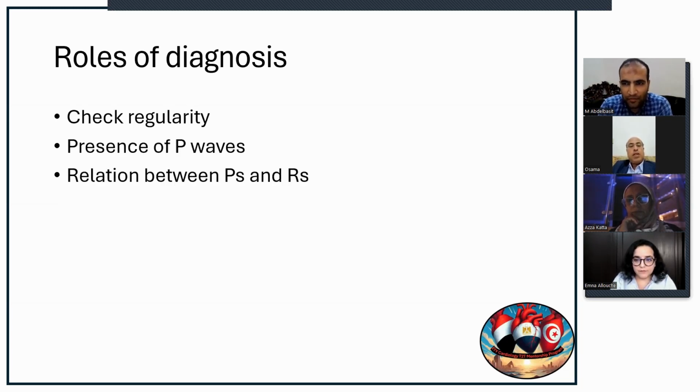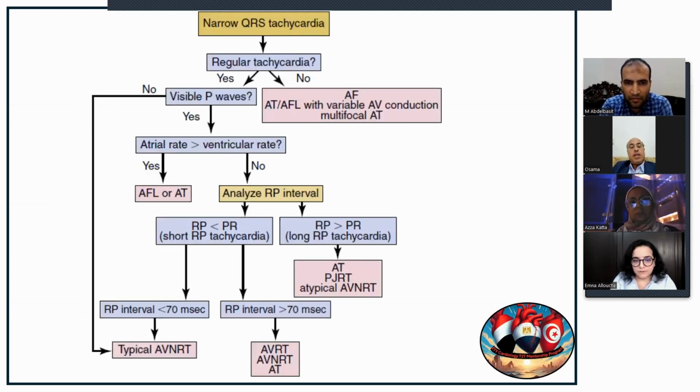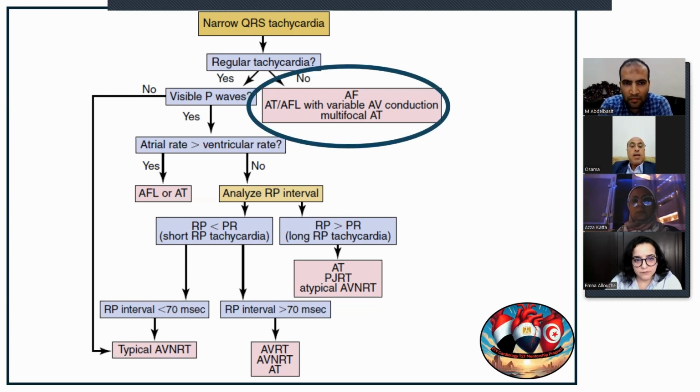First of all, we have to check the regularity. Is it a regular arrhythmia or an irregular arrhythmia? Then we will check for the presence of P waves and their relation to the QRS complexes. If there is an irregular rhythm, we are dealing with either atrial fibrillation, atrial flutter, or multifocal atrial tachycardia. If the tachycardia is regular with a P wave that is not visible, we are dealing with a typical AV nodal reentrant tachycardia.